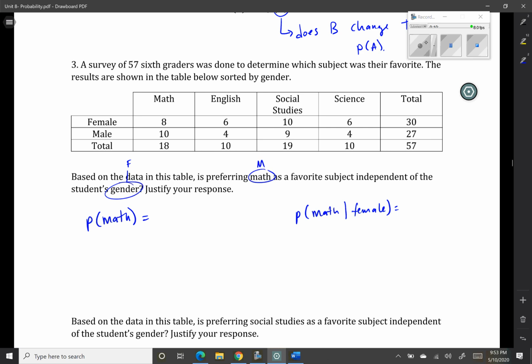So the probability of liking math. There are 18 people out of this entire survey that liked math. And out of this entire survey of 57 people, that gives us a probability of roughly 0.316.